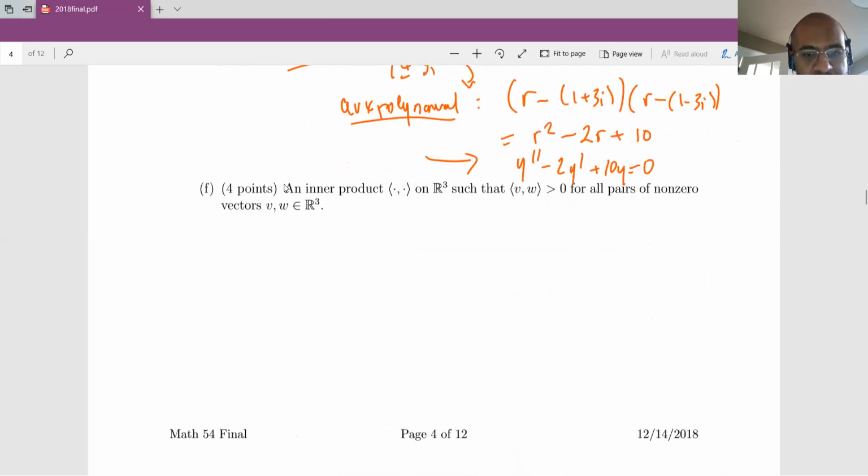Okay, and the last one, you want an inner product on R3. So now it doesn't have to be dot product, could be some weird thing, so that the inner product between any pair of non-zero vectors is positive. Is that possible? Yeah, that's always possible. Well, no, but think about what I'm saying. I'm asking you to find a product so that for all vectors it's true.